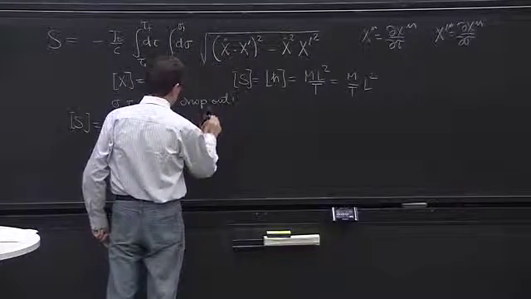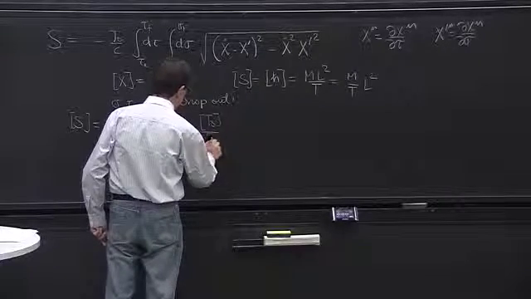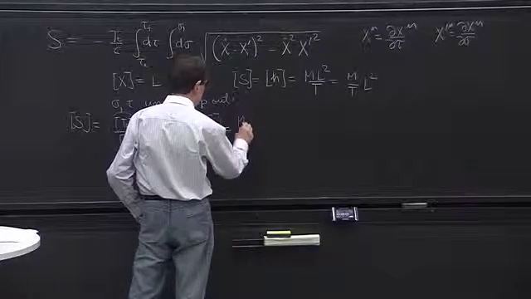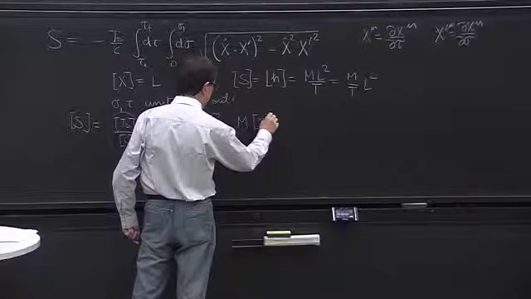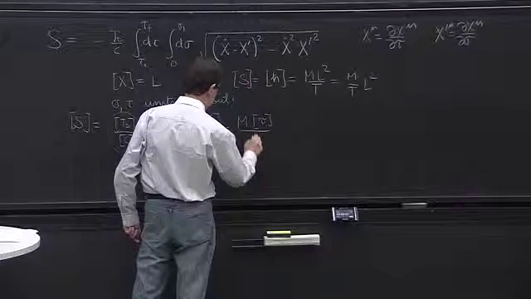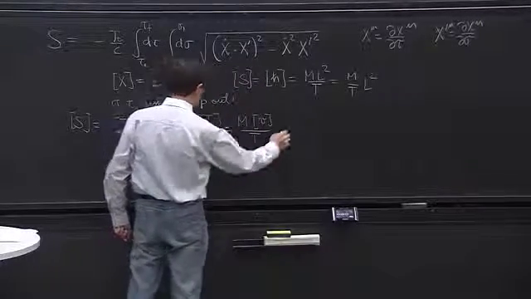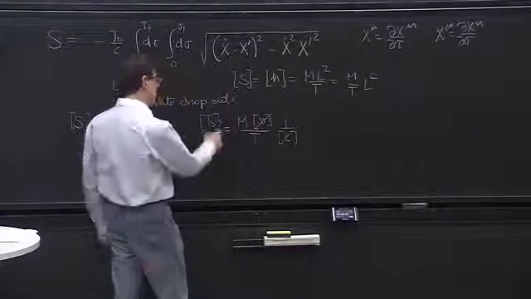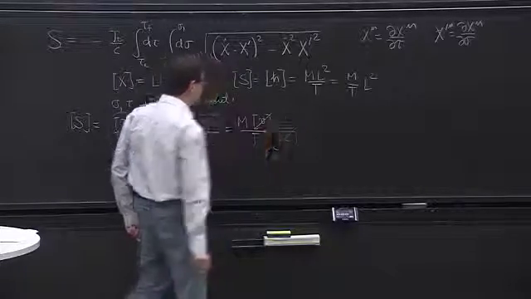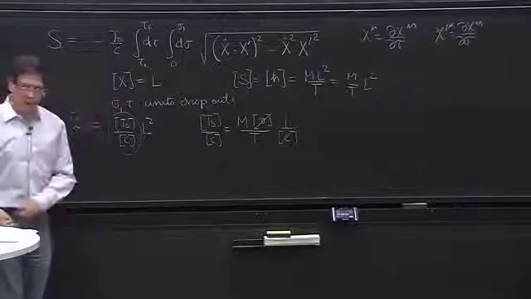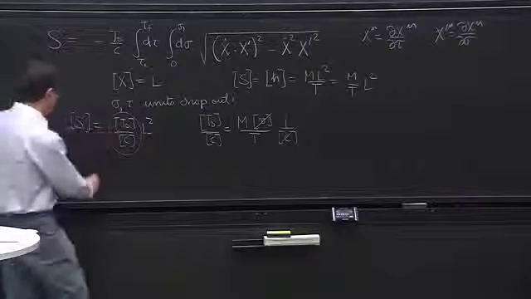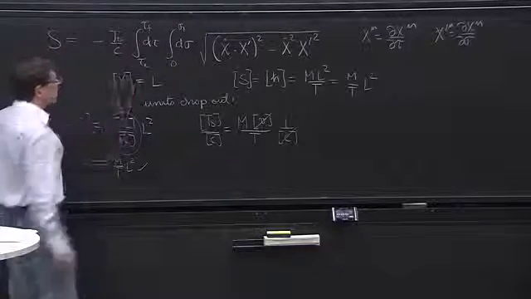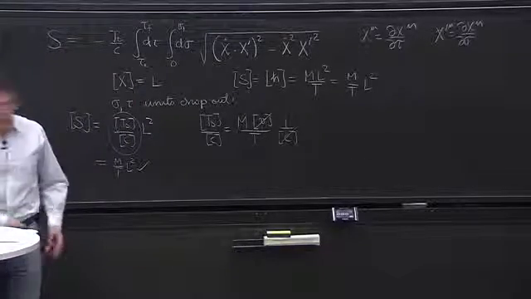The units of T naught over c: T naught is a force, so it's a mass times an acceleration. So it's units of mass times velocity divided by t. That's T naught. And then the c has units of velocity. So T naught over c has units of m over t. So the units are correct. T naught over c has units of m over t, and you have L squared. They work out.